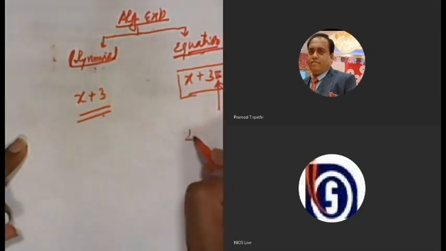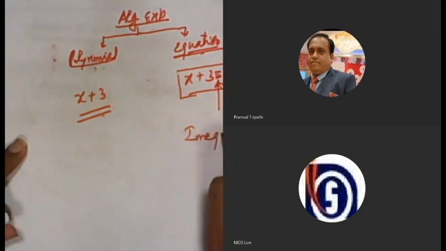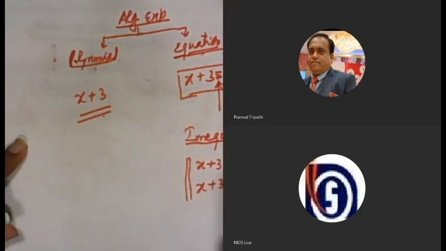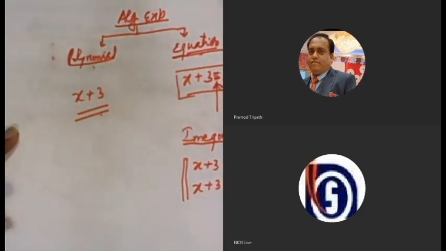So for the inequation, now we move further. Inequation, when there is a sign of inequality, that is the greater or smaller. So this is an inequation because the sign of inequality is there. And in the first one, when the sign of equality is there, then it is an equation. I think it is clear now.